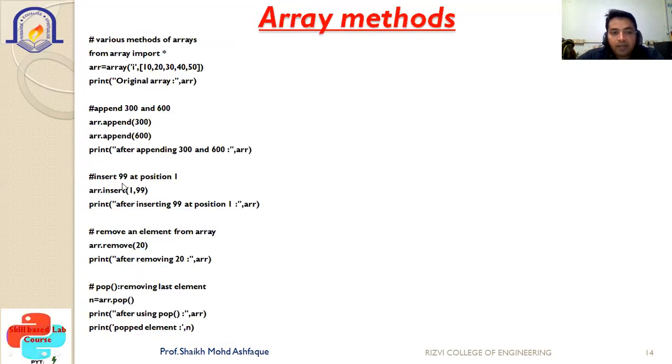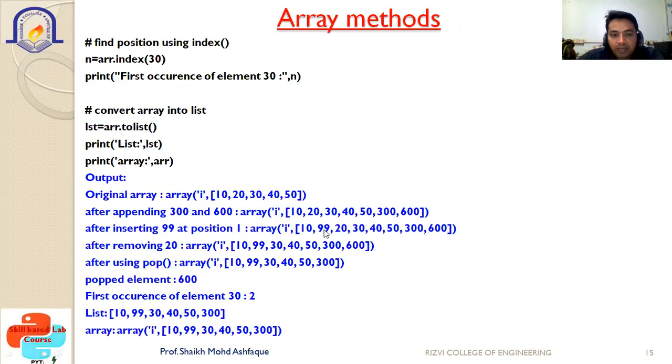Next, insert 99 at a particular position. If you want to insert the data at a particular position, you should use the insert method along with the reference of your array. So ARR.insert(1, 99). After inserting 99 at position 1, you can see the data here. Now 99 is inserted at position 1, and after that all the data is shifted towards the right. If you want to insert the data at a particular position, you can use insert, but at that time the index has to be mentioned, and after that the data has to be mentioned.